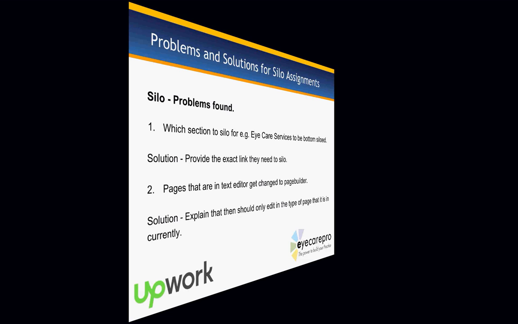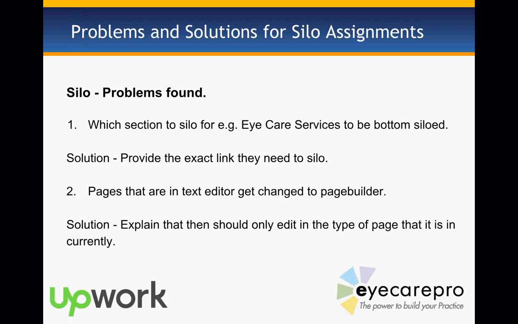Okay, all right, so these are my own assessments that I found, with the example of siloing, just because I've been doing a lot of siloing recently. These are very easy to fix, so I just put the problems that I found and the solutions. First, the section to silo. This would be the easiest thing.